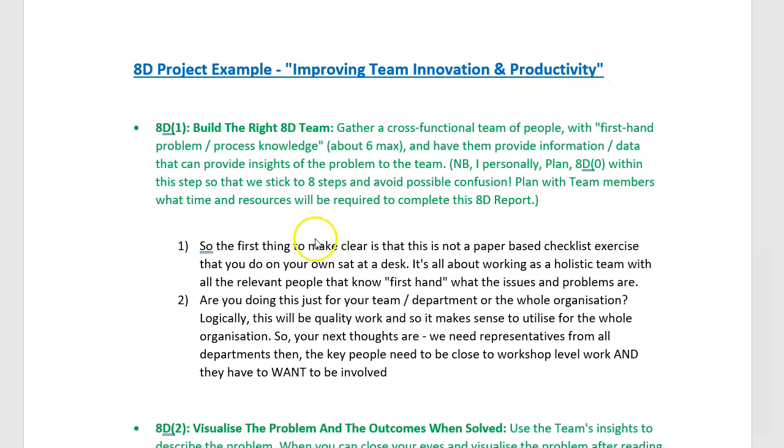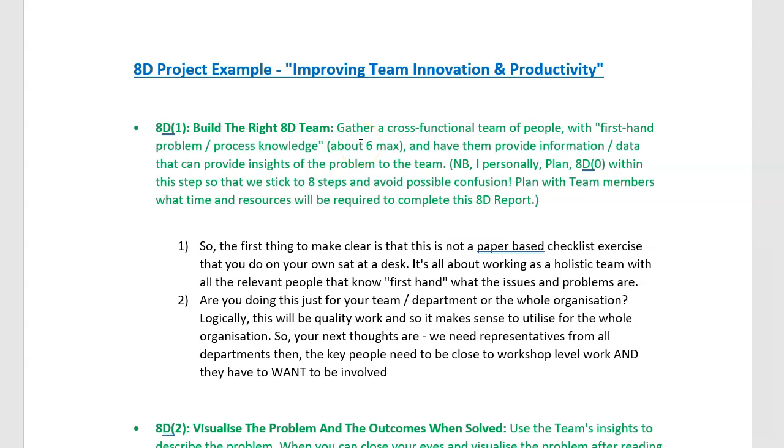Let's start with 8D Discipline 1, Build the Right Team. So the first thing to make clear is that this is not a paper-based checklist exercise that you only do on your own sat at a desk. It's all about working as a holistic team with all the relevant people that know firsthand what the issues and problems are. Without this 8D review and nudge, there's a good chance that you might try to do this project with just one or two of you, and you might get complacent and fall short.